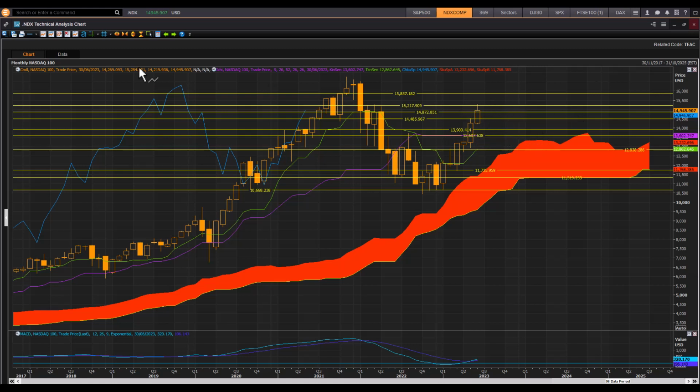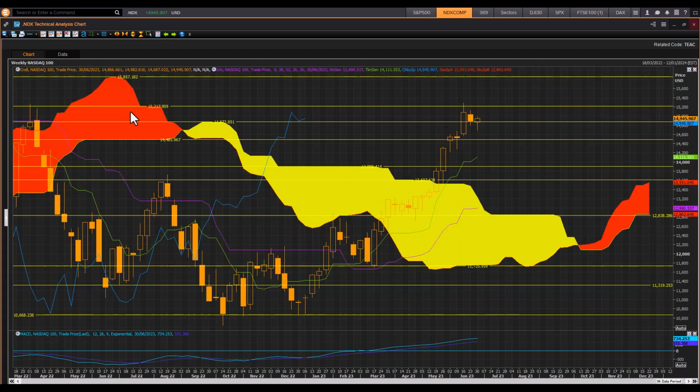Turning to the weekly Ichimoku, you can see how that 15,217 resistance line held. That was also an April 22 high there, but also came into resistance zone, and then 14,872 also another resistance zone. So it moved into this resistance zone, became well extended from the top end of the cloud.